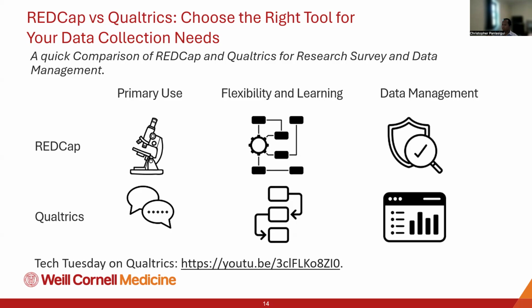When it comes to flexibility and learning, REDCap offers very powerful customization, with the branching logic and longitudinal data tracking. But those impose a little bit of a learning curve. So you would need some training or help to be able to take advantage of those features. Qualtrics is much more user-friendly, designed for quick survey creation, for those looking for a more straightforward experience. And when it comes to data management, both are compliant with privacy and security regulations here at Weill Cornell.